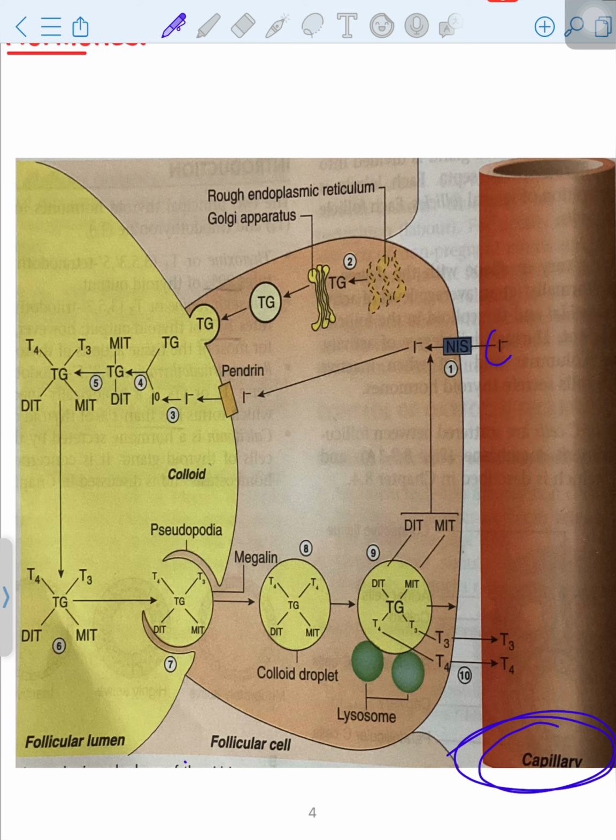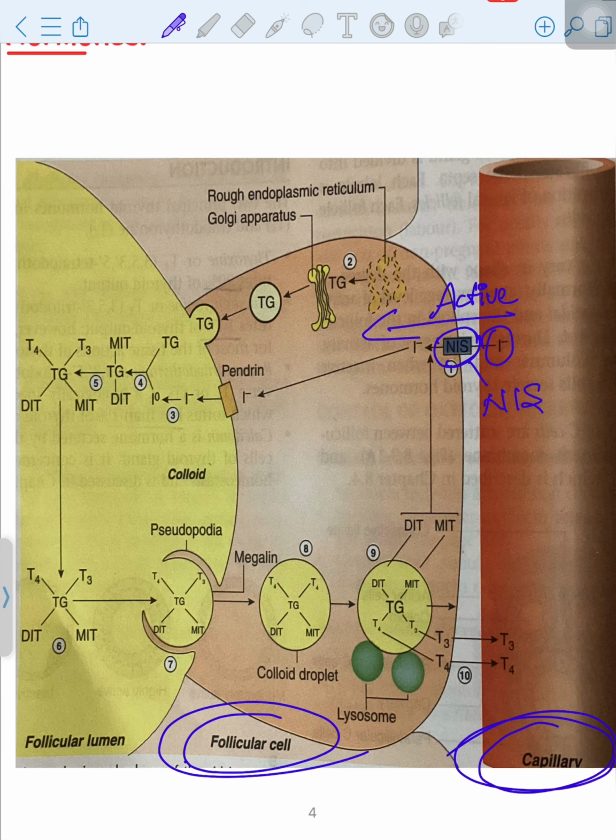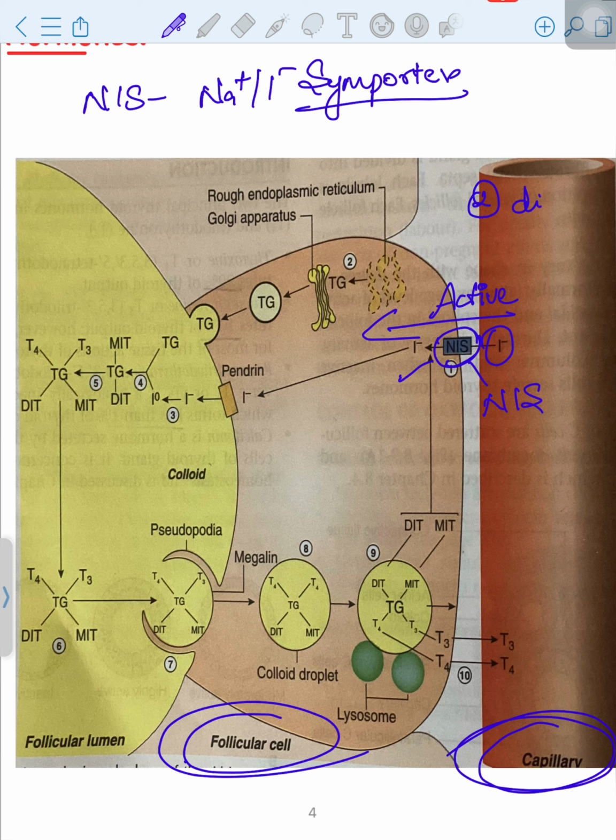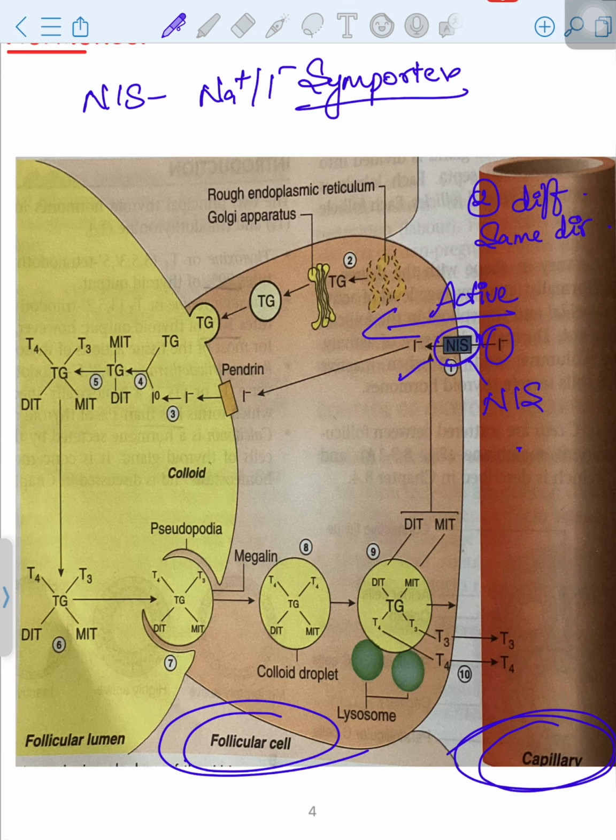Okay, iodide is taken up by these follicular cells not in a passive way, but in an active way. What is active transport? It requires energy and it requires a transporter, and the transporter here is the NIS transporter. The abbreviation NIS stands for sodium iodide symporter. What is a symporter? A symporter is a transporter which transports two different molecules in the same direction. And the direction here is from the capillaries towards the follicular cells and never the other way.